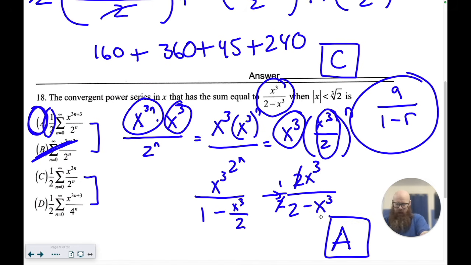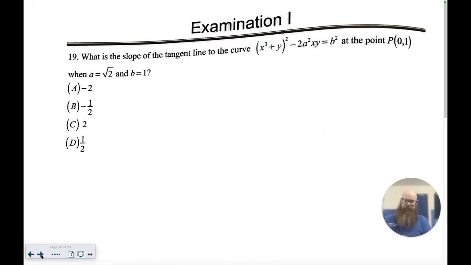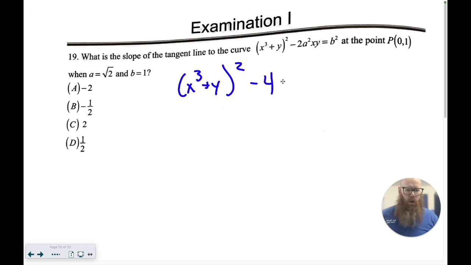All right. Let's keep this moving and take a look at number 19. So we have the slope of the tangent line when a equals root 2. So I'm just going to plug them in. You just make it as do extra work here. So if I plug in, root 2 squared is 2. So I get minus 4xy equals 1. All right. So I'm going to take the derivative using implicit differentiation.